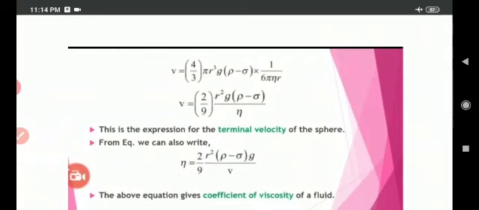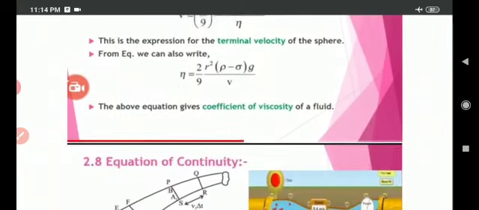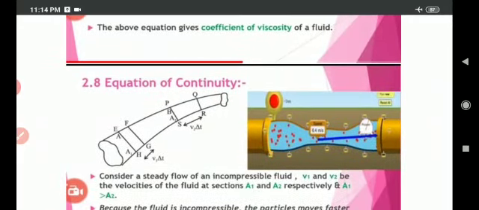Therefore, after some calculation, we get phi is equal to 2 by 9 r square g (rho minus sigma) upon eta, and this is the expression for terminal velocity of a sphere. This equation is also written as eta is equal to 2 upon 9 r square (rho minus sigma) into g upon v, and the above equation gives the coefficient of viscosity of the fluid. Then the next point, the equation of continuity.